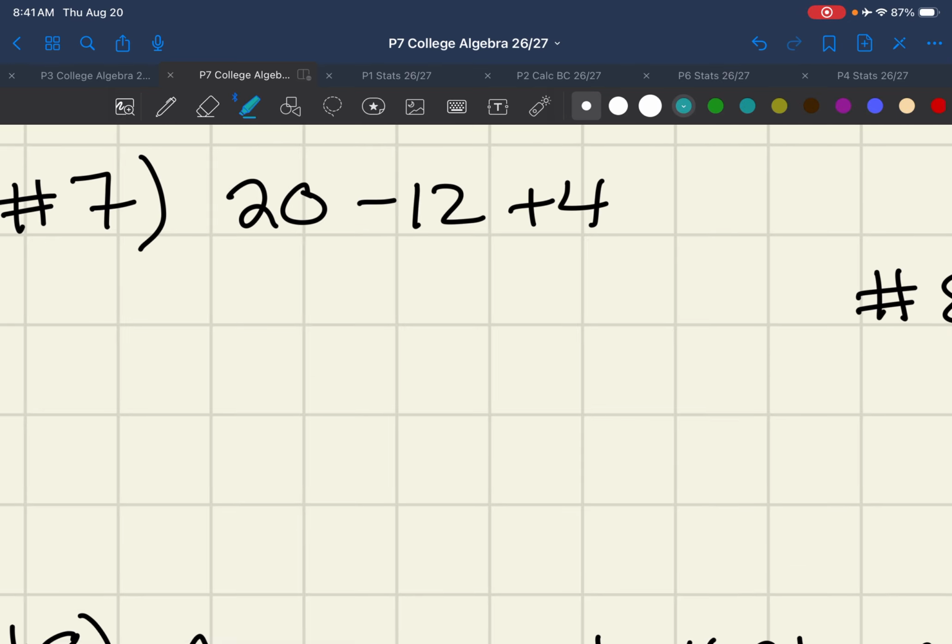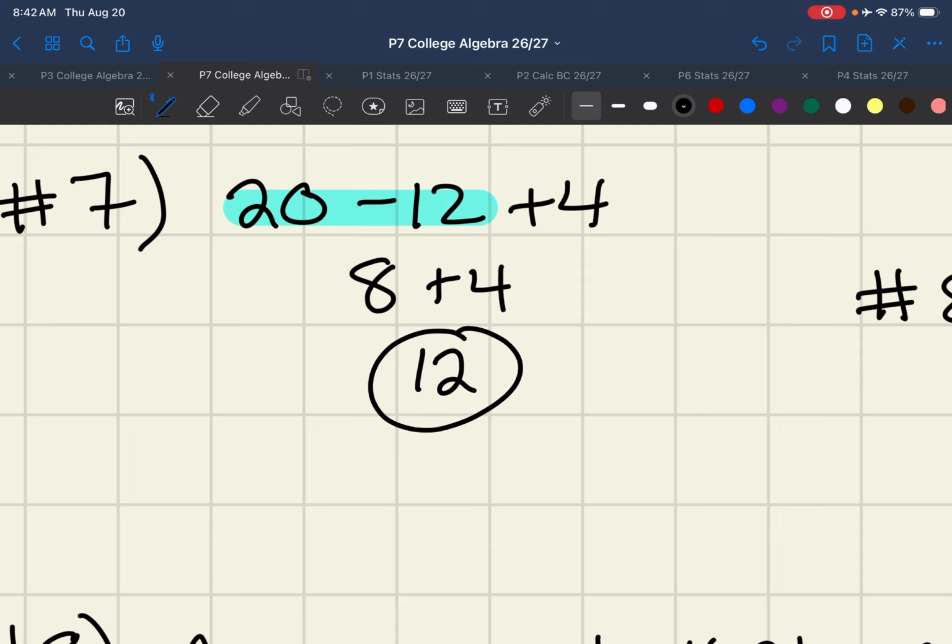Okay, let's look at number 7. We have subtraction and addition. We read it from left to right. So I'm going to do 20 minus 12, which is 8. Bring down the plus 4. 8 plus 4 is 12.